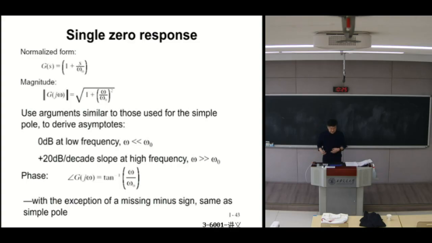Then I'm going to quickly go through the rest of the typical transfer functions Bode plot. A single zero has a normalized form of transfer function in this way: 1 plus s over omega 0.